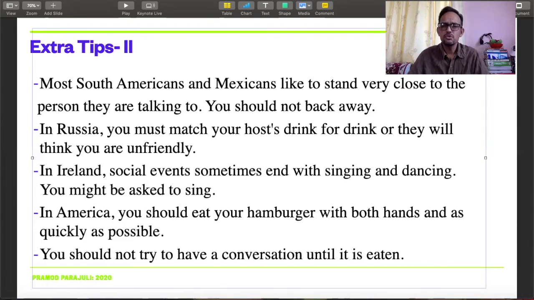In America, you should eat your hamburger with both hands and as quickly as possible. And remember, you shouldn't have a conversation while eating. At the time of eating a hamburger, you are not supposed to take part in the conversation. It's not considered good to talk while having a hamburger. So these all are about good manners.